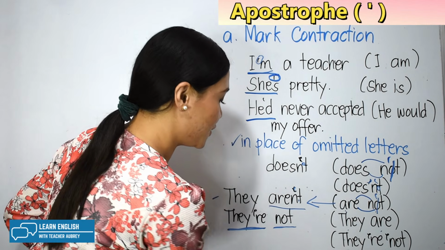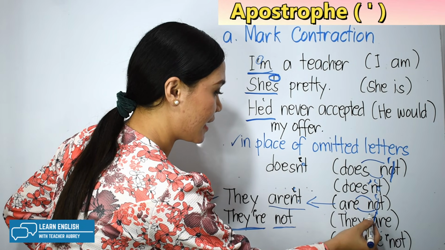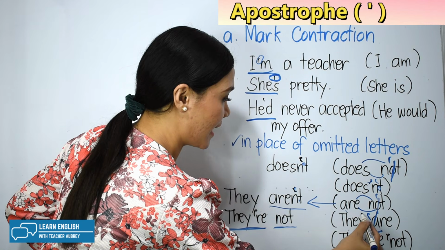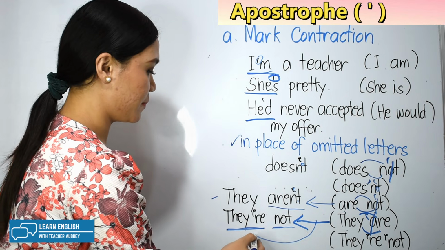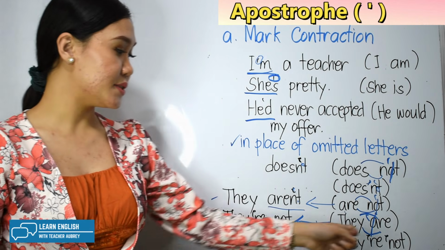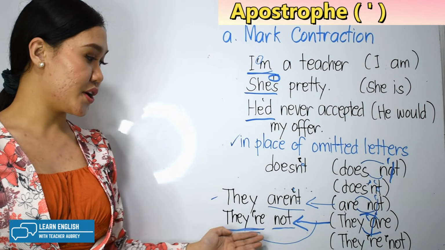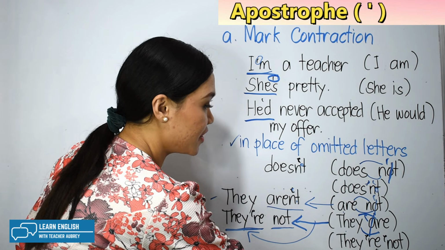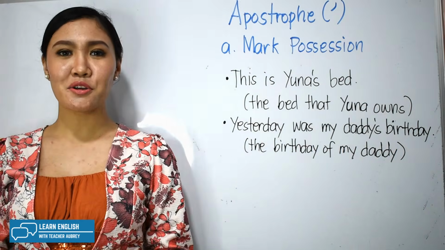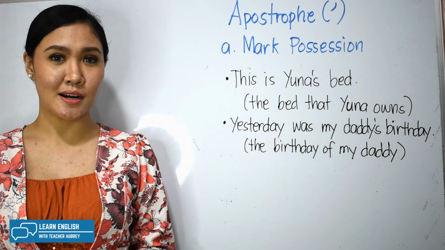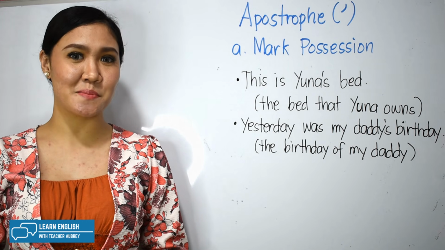So, they are, ano napansin natin? Inalis, inumit ang letter A, kaya naglagay ng apostrophe at pinagdugtong sila. Naging they're. Inalis yung A, nilagyan ng apostrophe, naging they're. They're not. Pero mali na sabihin, they're na, tapos may apostrophe pa dito, not. That will be wrong.